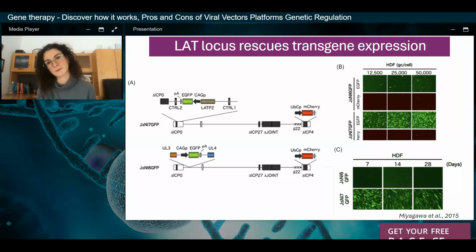And we transduced the human dermal fibroblasts and looked for transgene expression. As you can see in B, the vector JDNI6, which does not have the viral insulator, does not show robust transgene expression, while on the bottom, JDNI7-GFP shows a highly expressed transgene. A second reporter gene located in the ICP4 locus is not expressed in this cell line. In C, I'm also showing that we have achieved not only robust transgene expression, but also prolonged and stable transgene expression. These human dermal fibroblasts expressed our reporter gene up to 28 days.